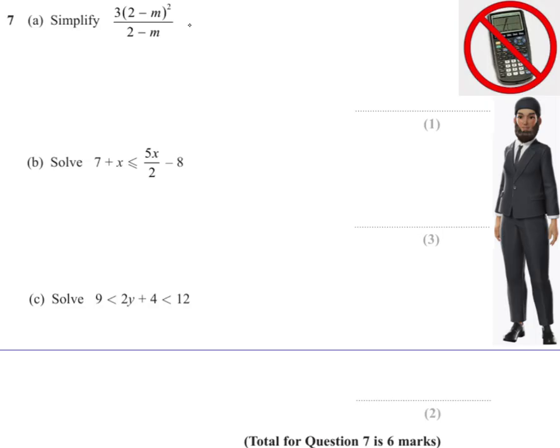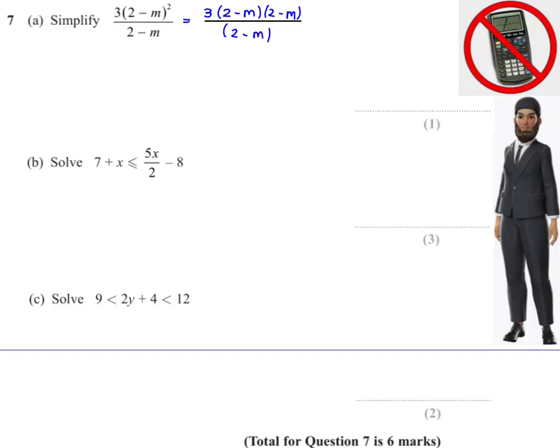Now, you've been asked to simplify this expression. This can be rewritten as something like this. You've got a square around the bracket, so therefore this could be written down as 3. Let's write it down over here. So you get 3, then 2 lots of this bracket, 2 minus m, then another 2 minus m. And then the denominator you could also consider as 2 minus m as well.